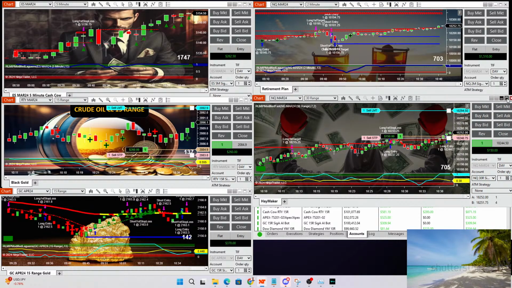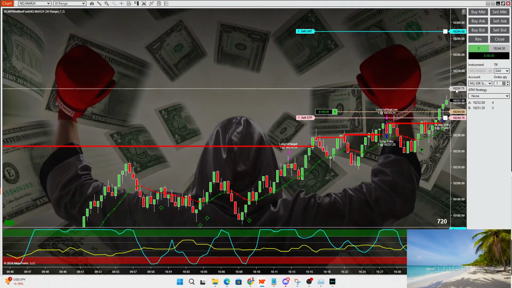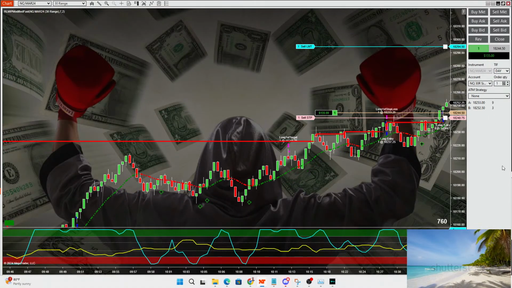This strategy's been hot today. This is our 30 range signal B. That's going to go in the direction of the trend. It's not looking for a reversal. I believe this is the signal B. Yes.